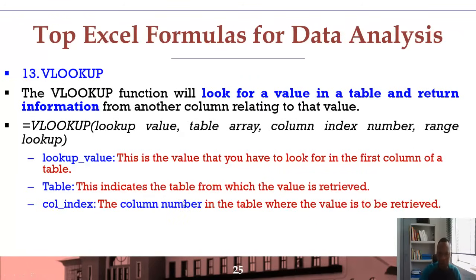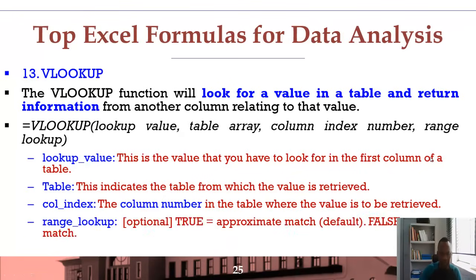Then you specify the column number in the table where the value is to be retrieved, the return value that corresponds to the lookup value. This return value and the lookup value must be in the same row. Now you specify the range lookup. You select true if you want the approximate match to be returned, or you select false if you want the exact match to be returned.